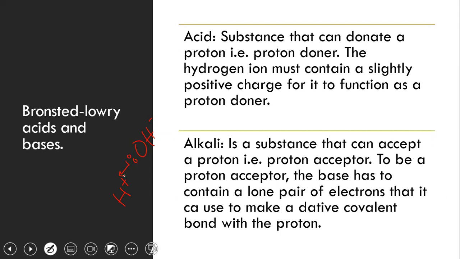So according to the Bronsted-Lowry concept, an acid is a substance that can donate protons, while an alkali is a substance that can accept protons. A proton is your hydrogen ion, and for an alkali to act as a proton acceptor, it needs to have a lone pair of electrons that it can use to make a dative covalent bond.